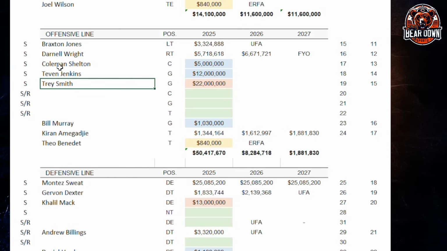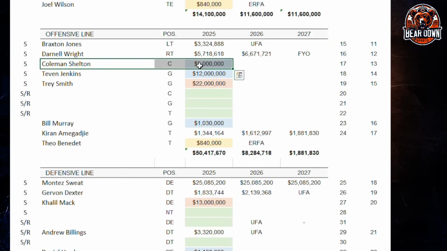In fact, I would like to draft a center, take a couple of interior offensive linemen in this draft that can compete with Coleman, and hopefully one of them could beat him out. Take one in the 2nd round, take one in the 3rd round that you're really, really high on. You feel like could be Zach Frazier.